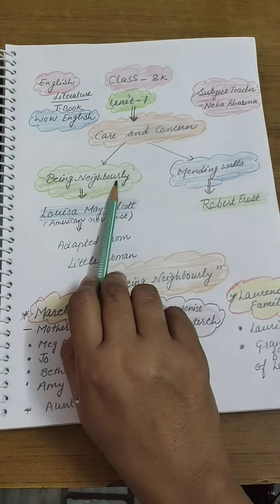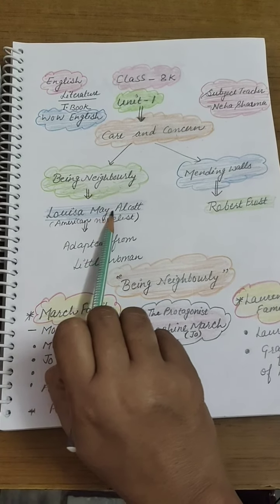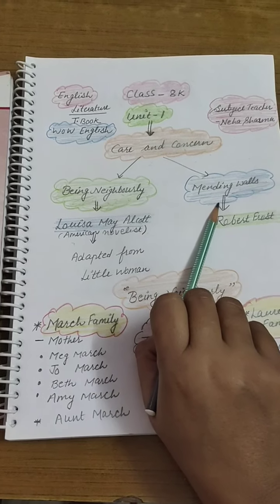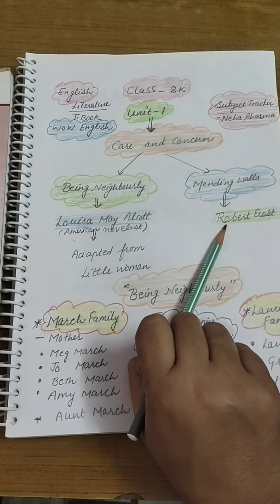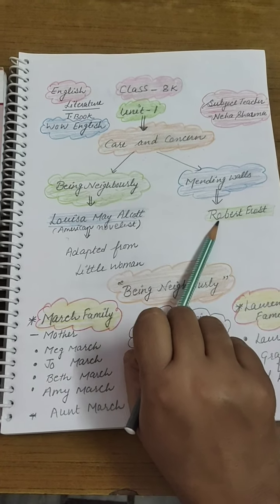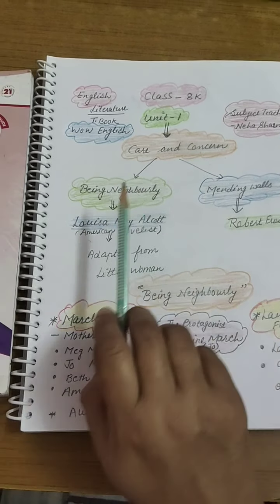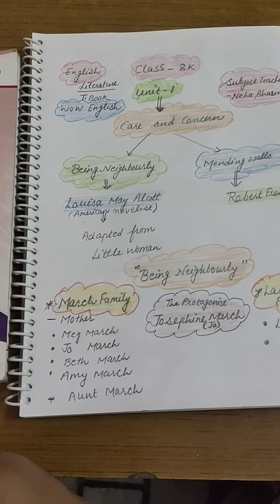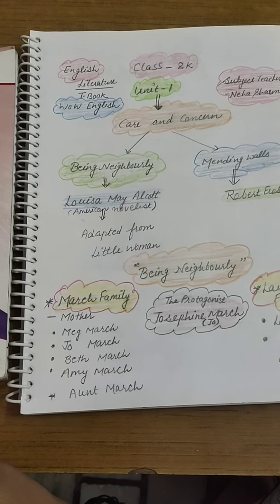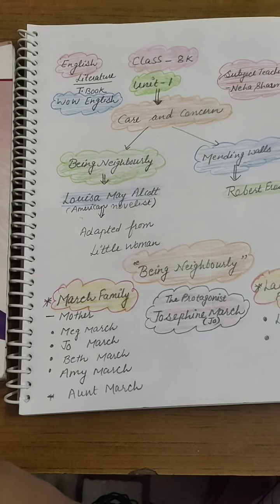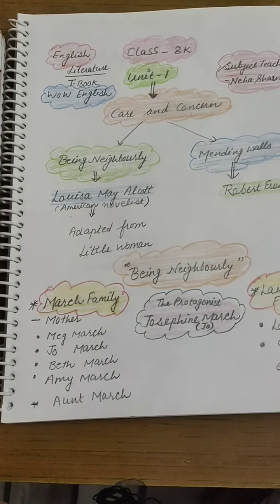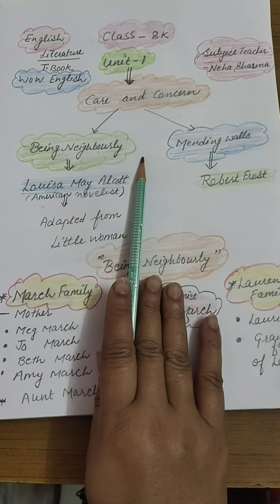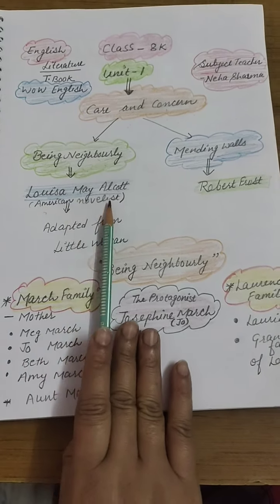This Being Neighbourly is written by Louisa May Alcott, who is an American novelist, and Mending Wall, a very beautiful poem, is written by Robert Frost. So both of the sections of Care and Concern will teach us that it is very important to be friendly and helpful to the people who are living in our surrounding. So dear students, today we have to start Being Neighbourly, which is written by Louisa May Alcott.